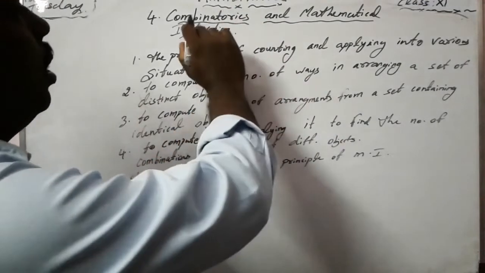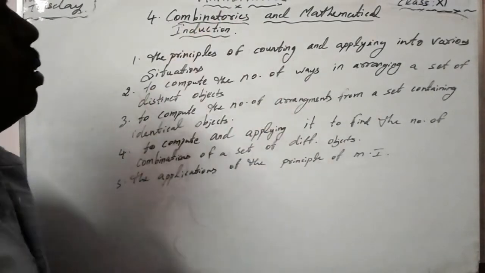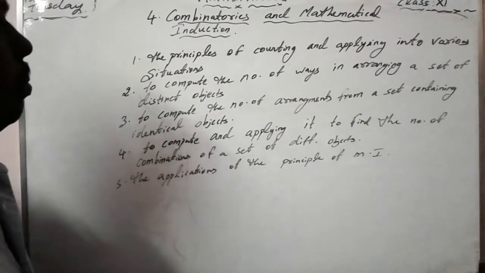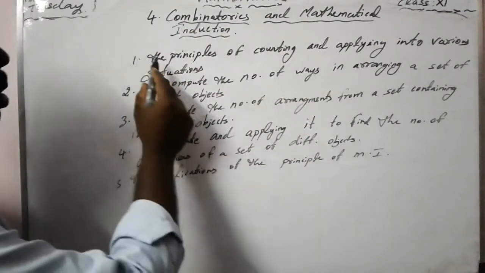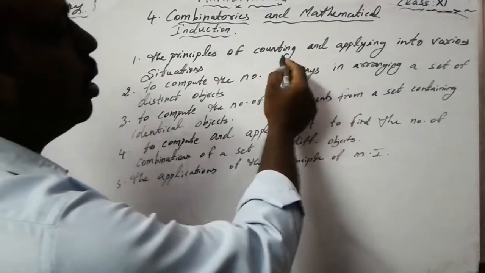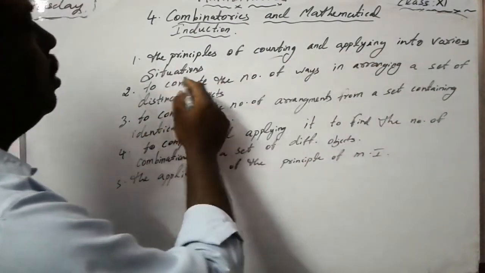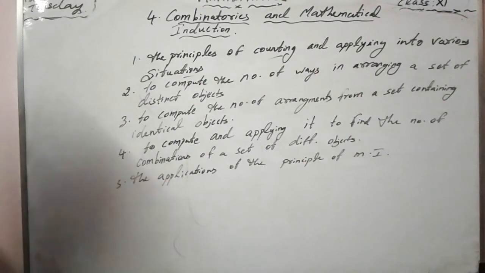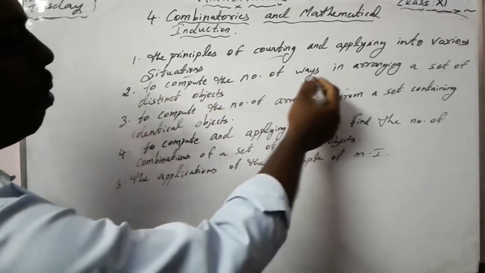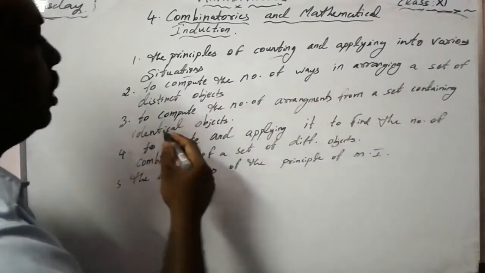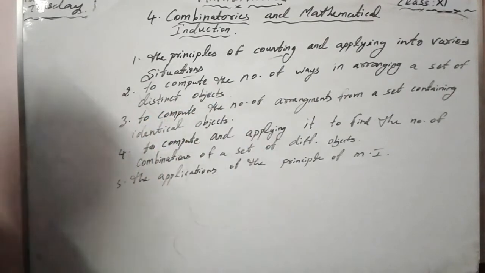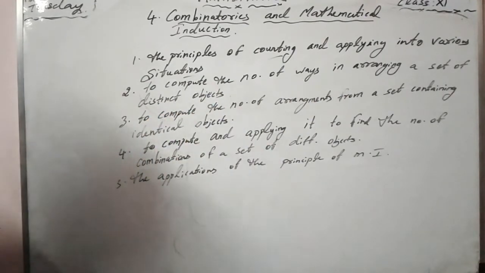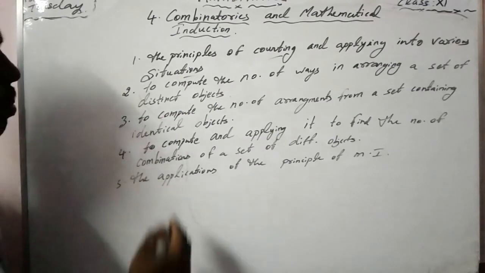Students, fourth lesson: Combinatorics and Mathematical Induction. This lesson is useful for the principles of counting and applying them in various situations. Second point, to compute the number of ways of arranging a set of distinct objects.